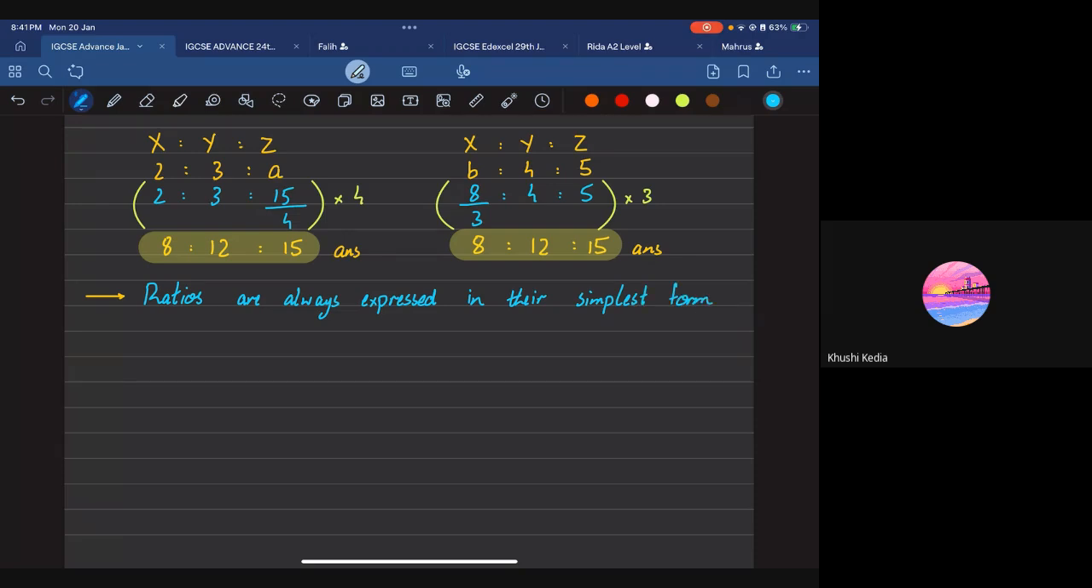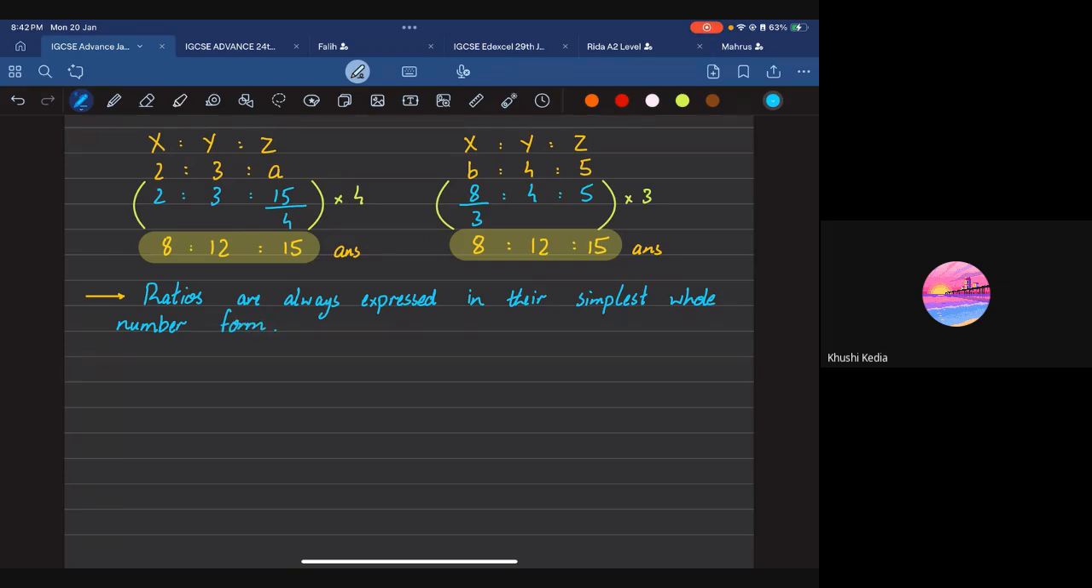Ratios are always expressed in their simplest whole number form. Decimals and fractions are also not acceptable when we're dealing with ratios. Because if decimals and fractions were acceptable, my answers like these should have been correct as well, because fractions or decimals were there.